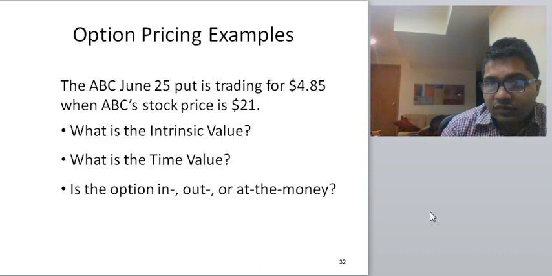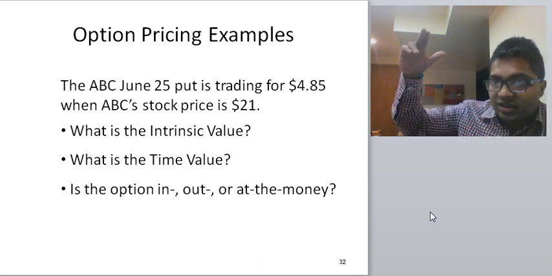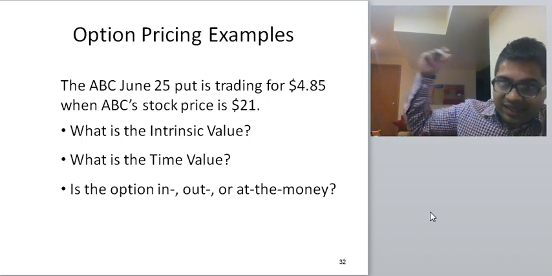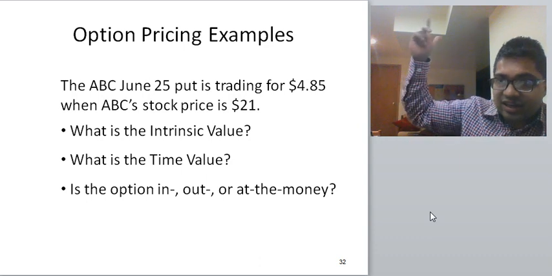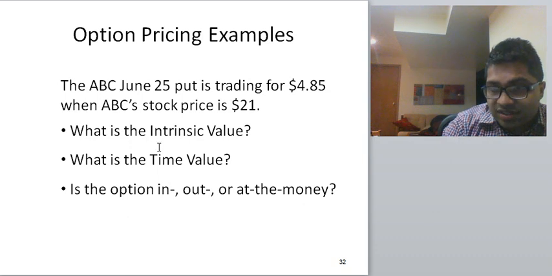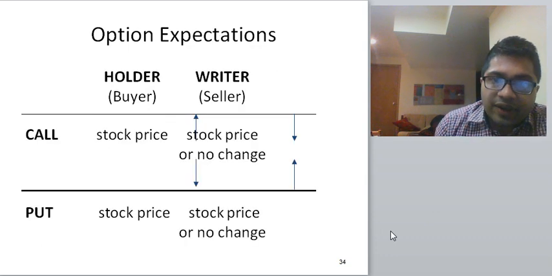Okay. Same way, June put is trading at $4.85. Execution price is 25. So you can sell at 25 and the market price is 21. So are you in profit? Yes, because everyone else is selling at 21, you can sell at 25. So you are in profit of $4. Intrinsic value $4. Time value, how much did you pay? 4.85. What was the profit? 4. So 85 cents is time value. It is an in the money option.